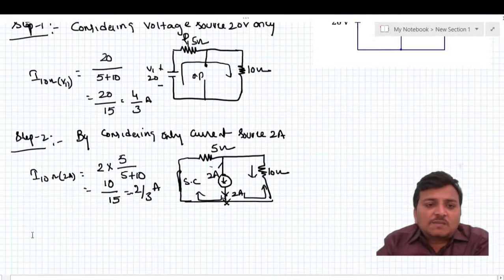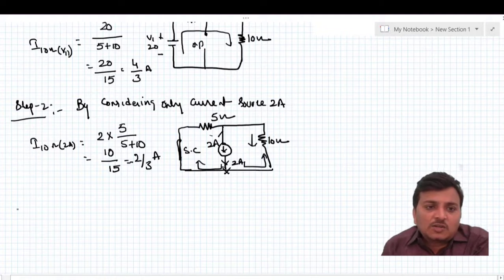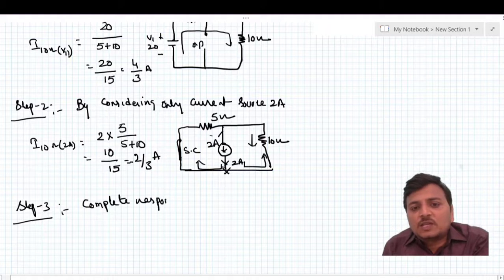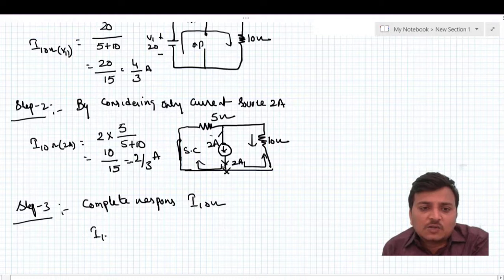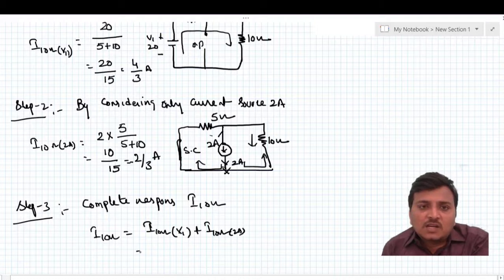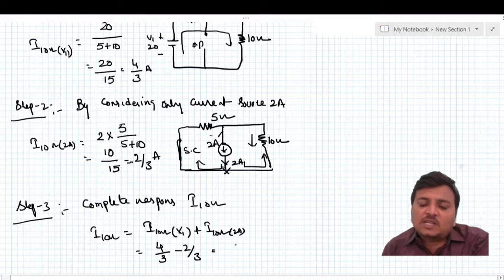Now, we'll go for step 3. What is step 3? Because we have only two sources, in step 3 I will go for the complete response. What is the complete response? The current in the 10 ohm resistor is equal to the current in the 10 ohm resistor due to the voltage source V1 and the current in the 10 ohm resistor due to the current source of 2 amperes. So it is 4 by 3 minus 2 by 3. The value is 2 by 3 amperes.